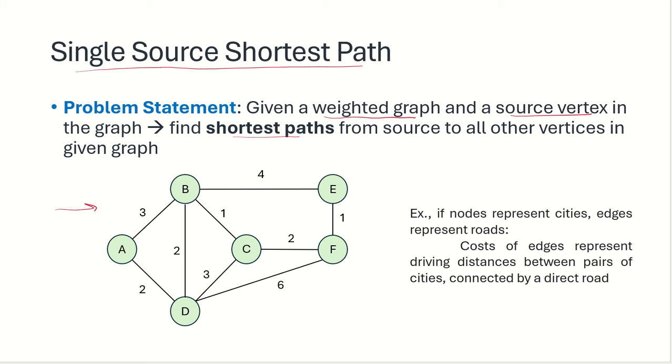So let's say this is the weighted graph, and it could be, for example, the nodes might represent the cities, the edges might represent roads. So we have to find the costs of the edges, and if they are representing the driving distance between the pairs of the cities, we have to find the shortest distance from the source to all the other cities. So let's say if this is our source B, then we will have to find shortest distances between B and A, B and C, B and D, B and E, B and F.